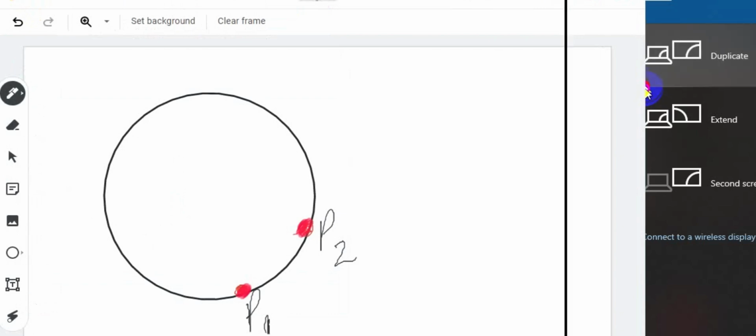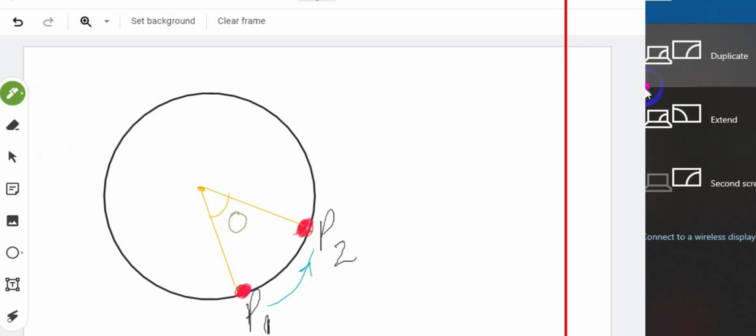A linear displacement. Displacement is distance measured in a specified direction. In other words, it moves from here to here, covering a linear displacement which is equal to the length of that arc, P1 to P2. At the same time, it is covering an angular displacement. If this is the center of the circle, it's also going to cover an angular displacement of theta.